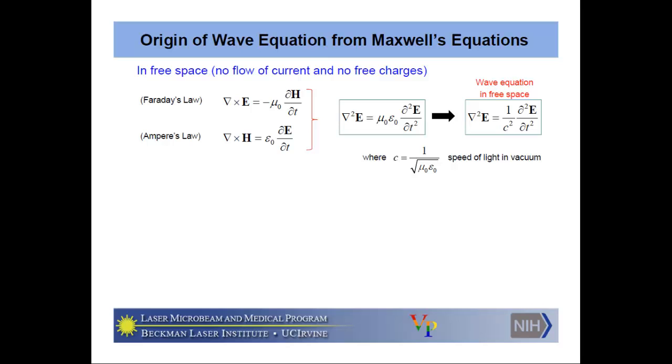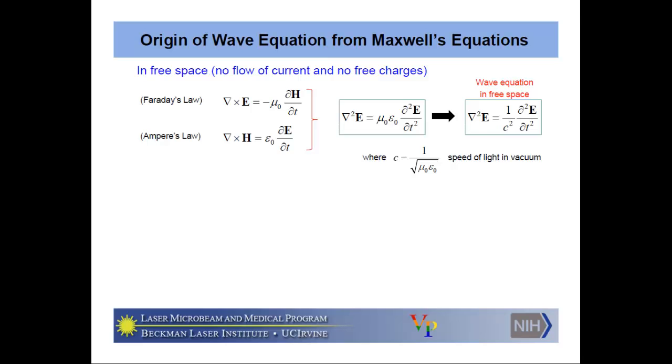So we can take those two equations, substitute one into the other, and generate the wave equation in free space. In this equation, c is the speed of light in vacuum, and the second derivative of the electric field in time is proportional to the second derivative of the electric field in space. So the time variation is related to the space variation. This is the wave equation in free space.